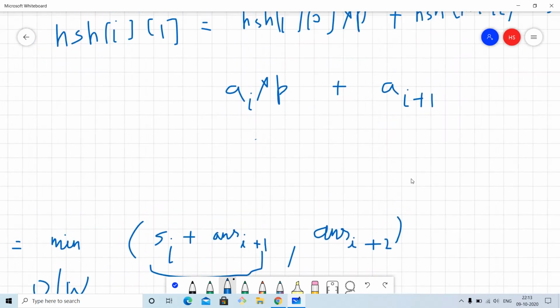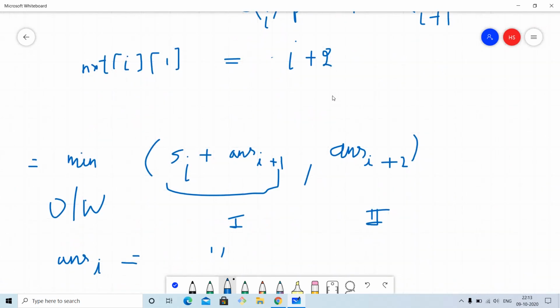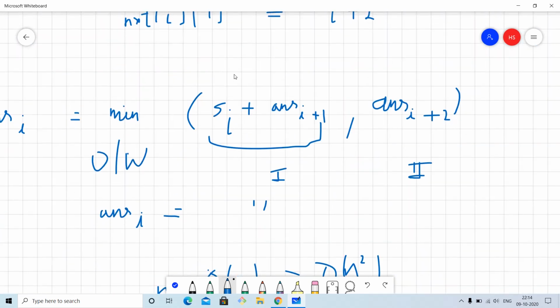We will also need another variable, that is next i1. Next i1 is the position in the string for the answer starting at position i, after length 2 to the power 1, which will be i plus 2, right? Because i plus 1 is the first position and i plus 2 is the second position after the index i. So now we have computed hash i1 and next i1. Based on this information, we will compute the hash and next of the string of length 4.